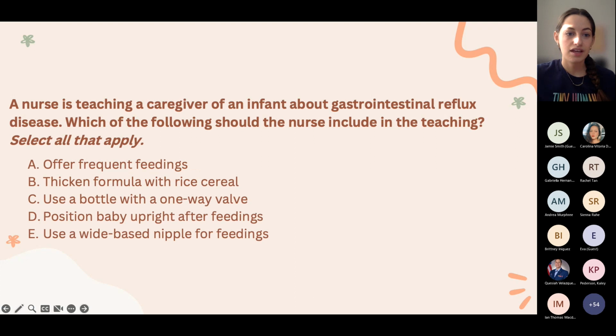All right. A nurse is teaching a caregiver of an infant about gastroesophageal reflux disease. Which of the following should the nurse include in the teaching? Select all that apply. Offer feedings with rice cereal, use a bottle with a one-way valve, position the baby upright after feedings, and use a wide base nipple for feedings.